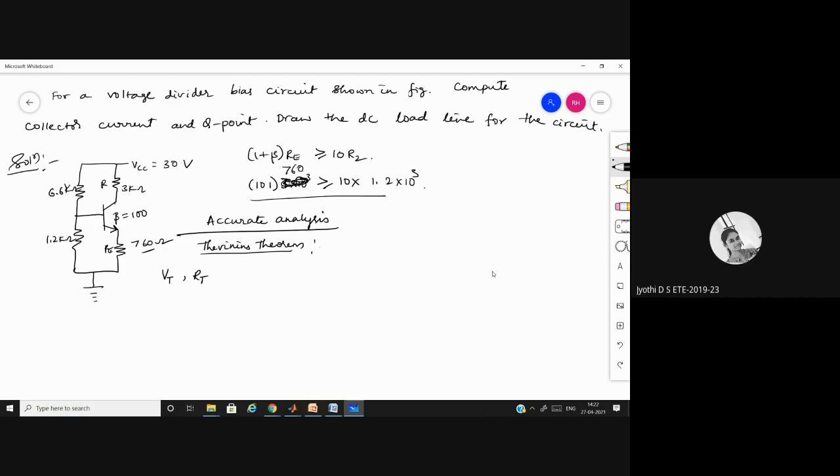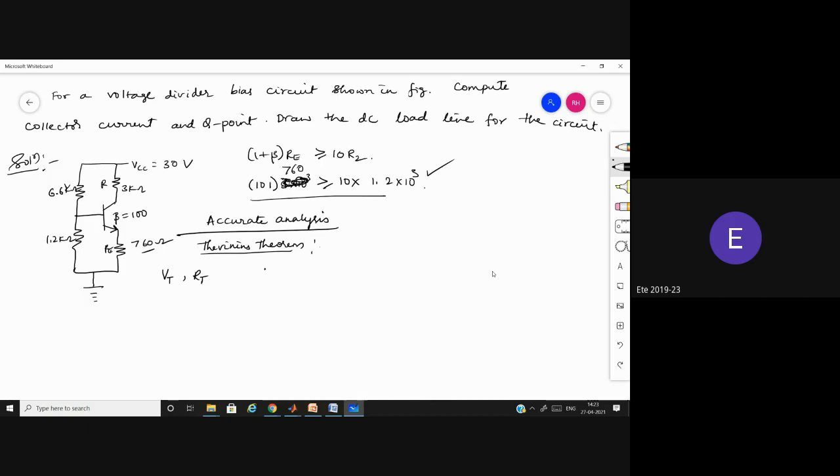Yes, sir. We can go with approximate analysis or accurate analysis. It is left to us. Okay, let us do it in a different way. We'll do it with accurate analysis only. If you want, you can try with approximate analysis also. There is no rule, because they have not mentioned anything. So we are doing it with accurate analysis.